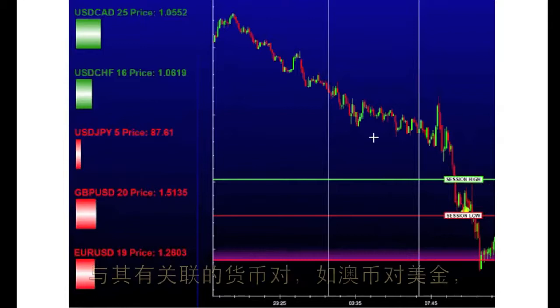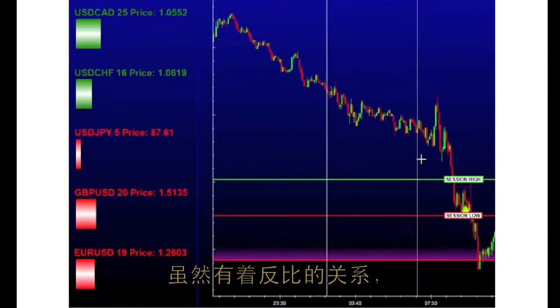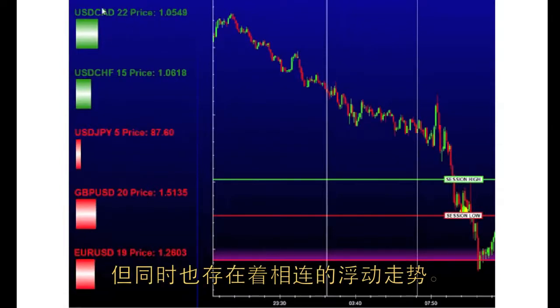Here we have a chart of the US dollar CAD. What moves in correlation with the US dollar CAD? The Australian dollar. It might be reversed, but the price movement is very similar. So I can have the Aussie here instead of the US dollar CAD to give me an idea of the price movement.